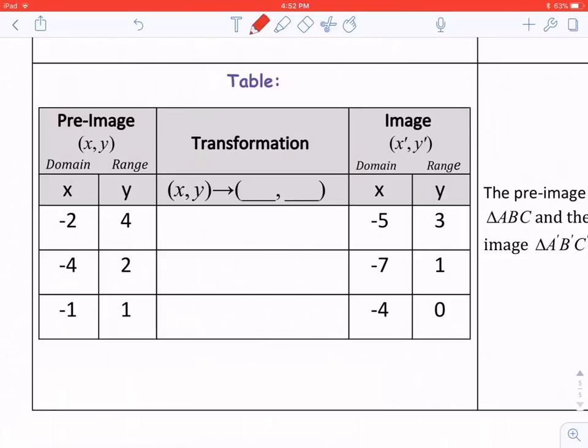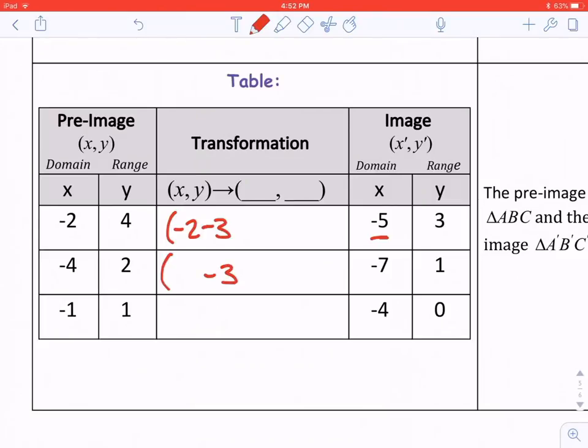So we need to figure out -2 and something happened to it, and then we get -5. What would have happened to -2 to make it go to -5 for the x value? So you think -2 minus 3 would give you -5. So let's see if that would work for all of the x values.